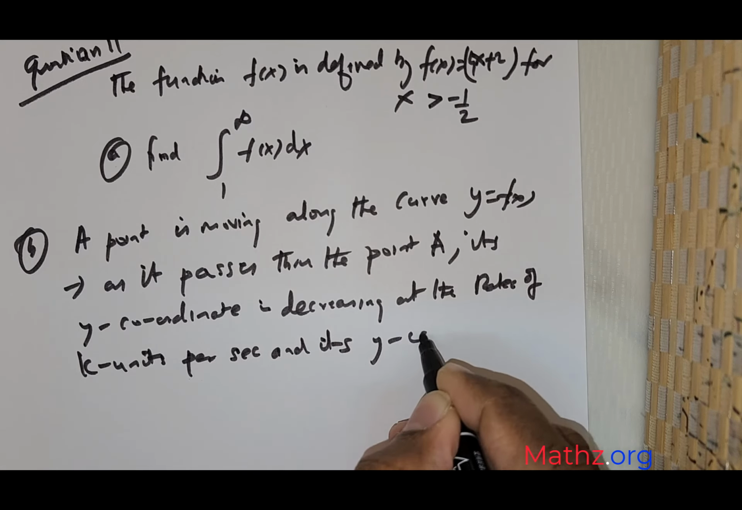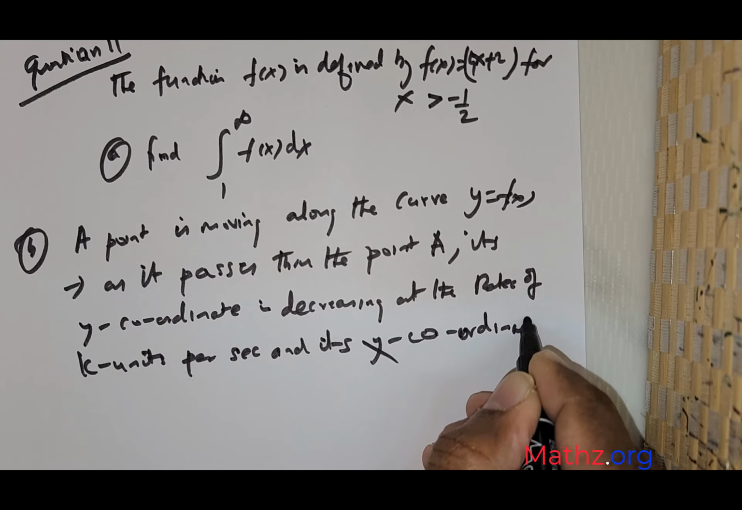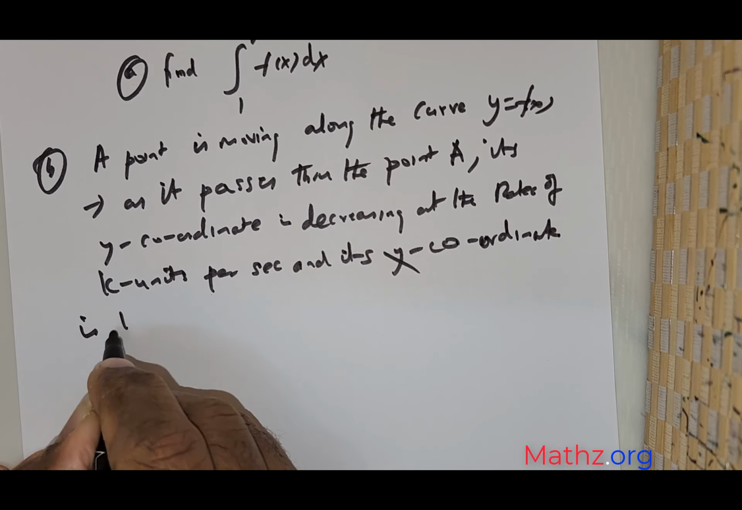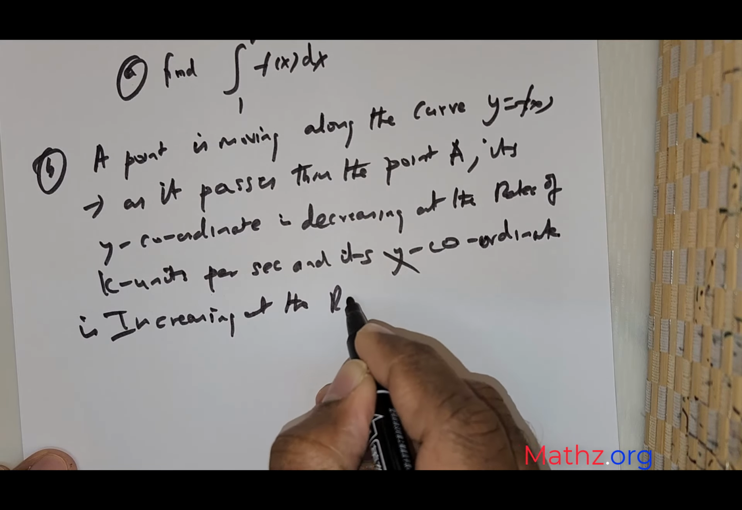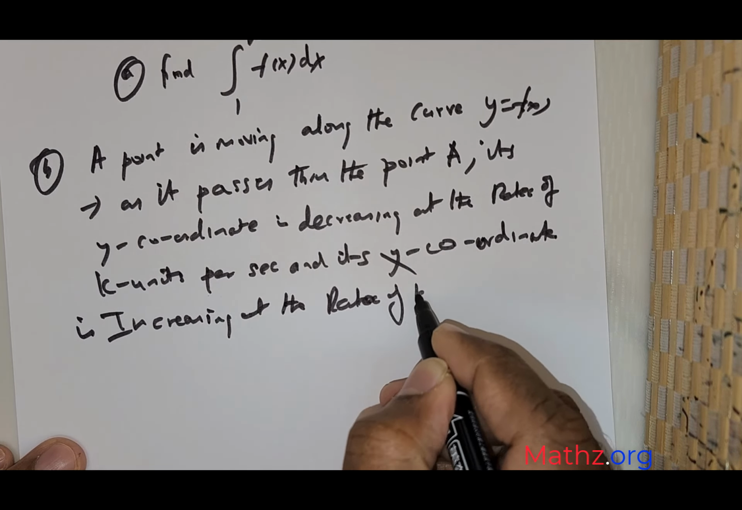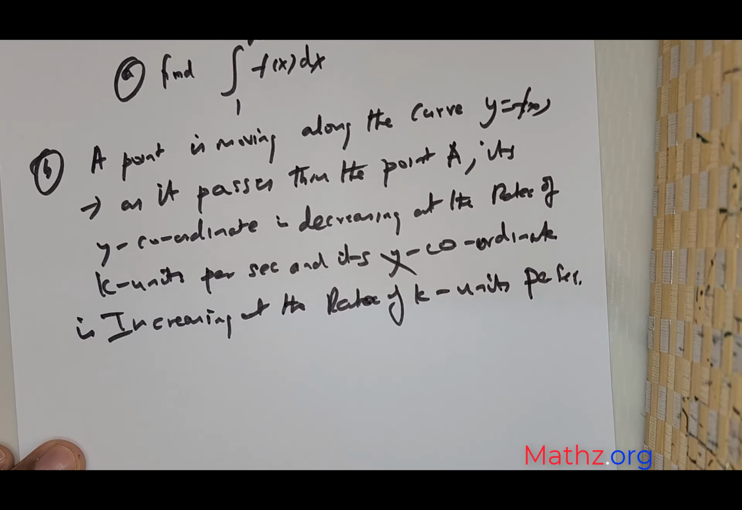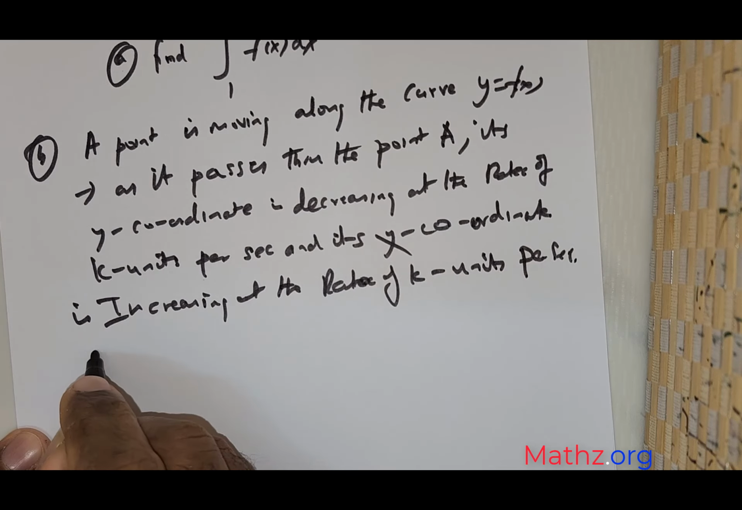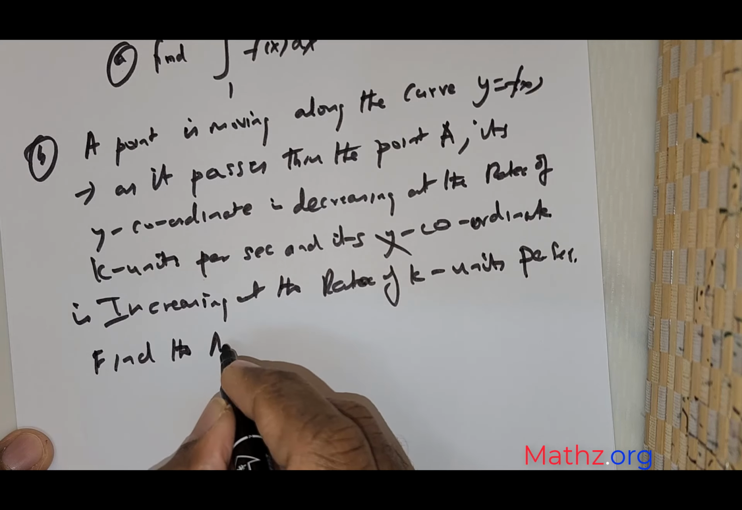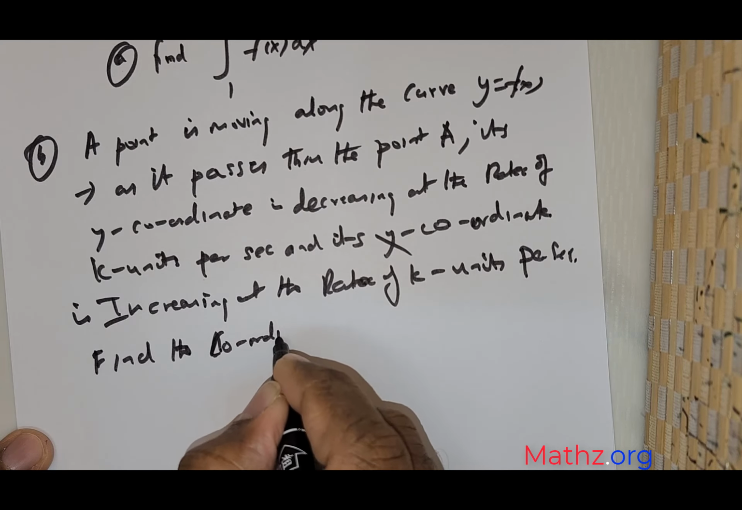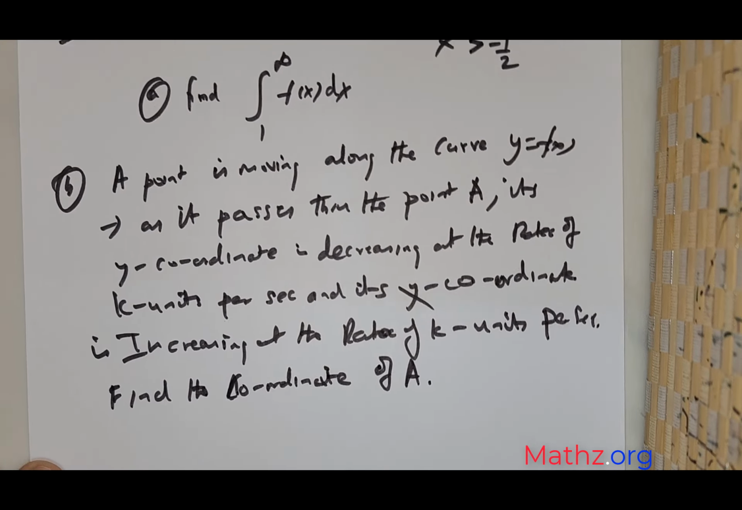and its x coordinate is increasing at the rate of k units per second. Now we need to find the point A, find the coordinates of A. It's a lovely question.